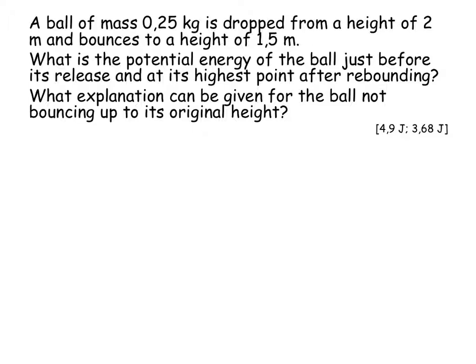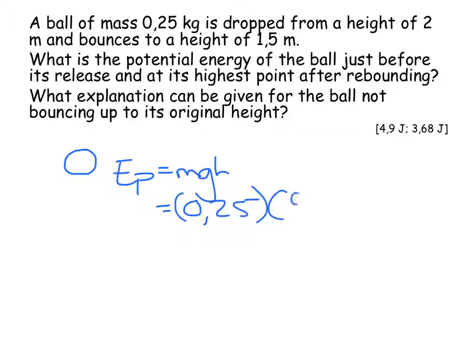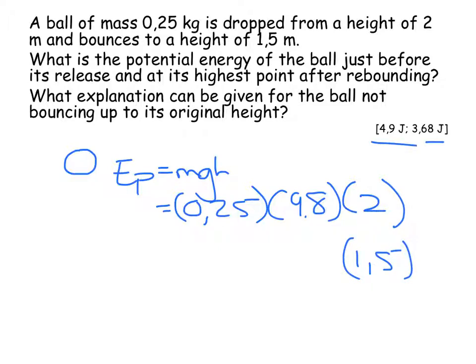We've got a ball of mass 0,25 kilograms, and it's dropped from a height of 2 meters, and it bounces. What is the potential energy of the ball just before it's released and at its highest point of rebounding? So the first thing is potential energy is equal to mgh, and it's 0,25 times 9,8, and in the first case it's 2, and in the second case it's 1,5 as your height, and you get those two answers. And why doesn't the ball bounce to its original height? Because some of the energy is lost to heat and sound during the bounce.